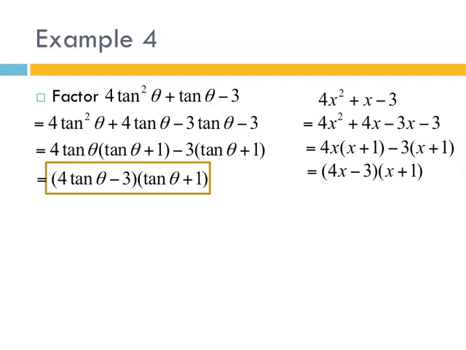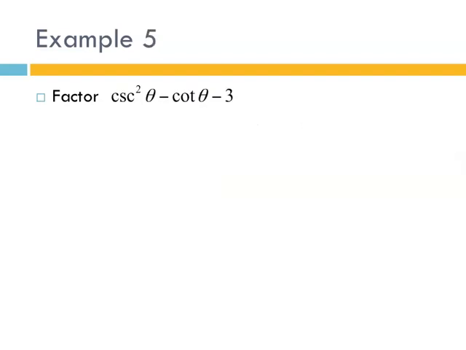Now, what if you had something like example 5? Notice here we have cosecant squared, and then we have cotangent. That's not a typo. So for this one, before you can actually factor anything, you want to be able to work with the same function. You don't want to be working with a cosecant squared and a cotangent. So as much as we can, we want to see if there's any way for us to get this down to something just in terms of cosecant or something just in terms of cotangent.